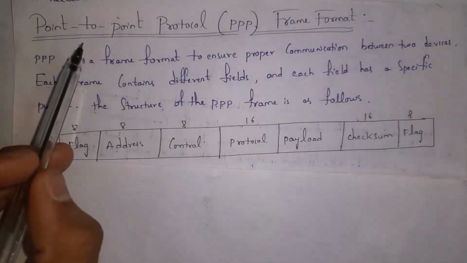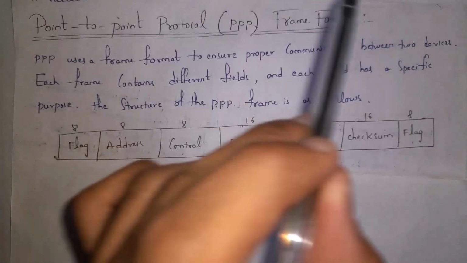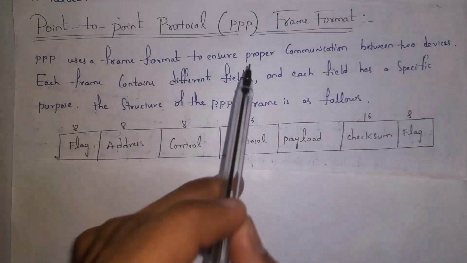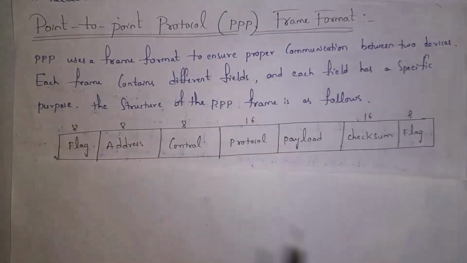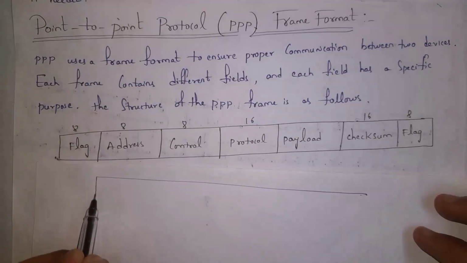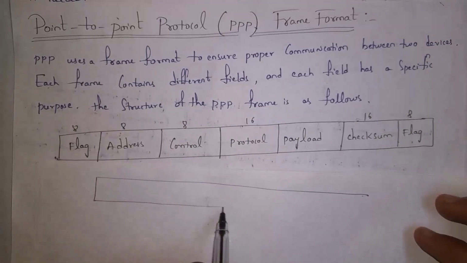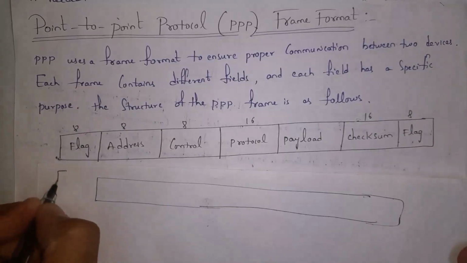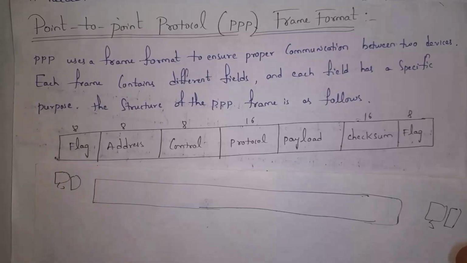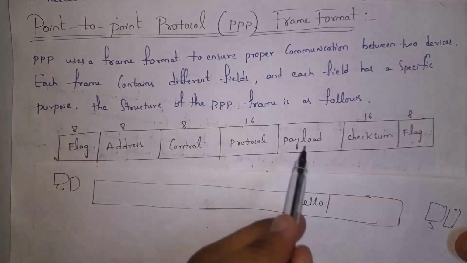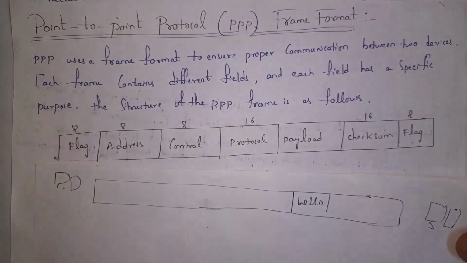Point-to-point protocol uses a frame format to ensure proper communication between two devices. Each frame contains different fields and each field has a specific purpose. The structure of the point-to-point protocol frame is given below. Thus, the point-to-point protocol frame contains various fields and each field will perform certain tasks. For example, I want to send a hello message to my friend by using point-to-point protocol. So this hello message is considered as payload. So payload is nothing but the actual data which I want to send.